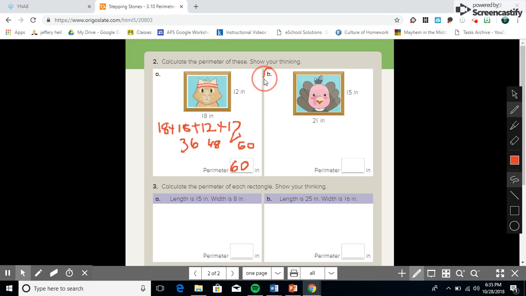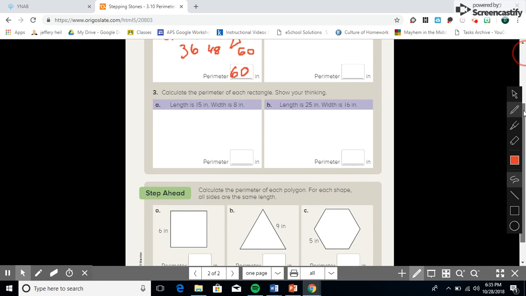Do B on your own and do whatever works for you. If you want to multiply each one by 2, or if you want to just add each side together, that's fine. Down here it's taking away the picture. So it says calculate the perimeter of each rectangle, show your thinking. Length is 15 inches, width is 8 inches.